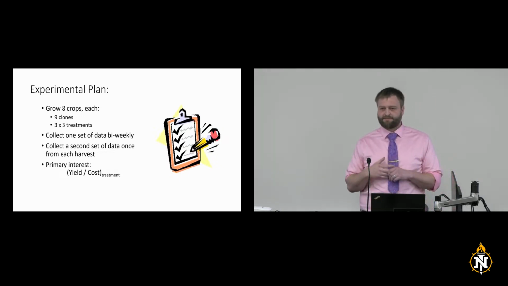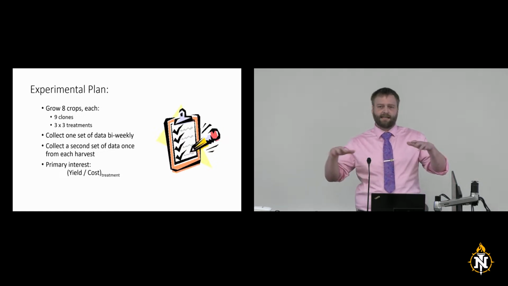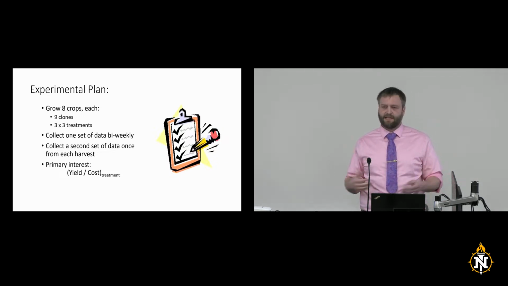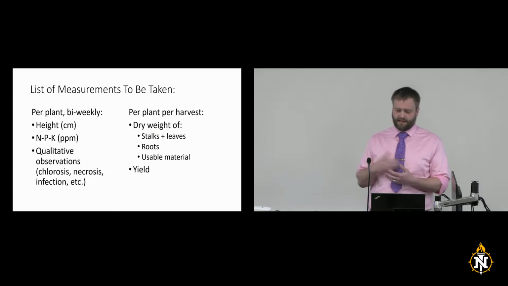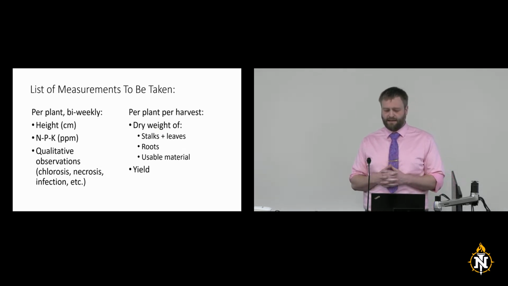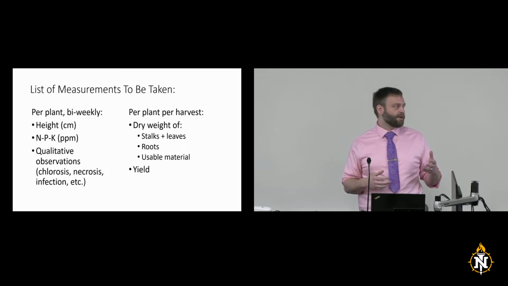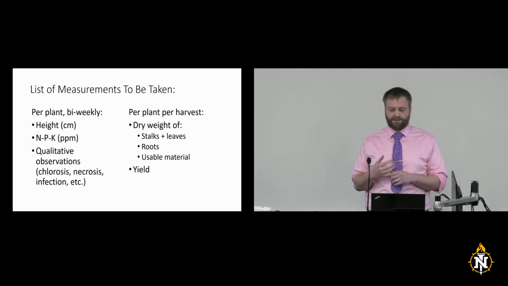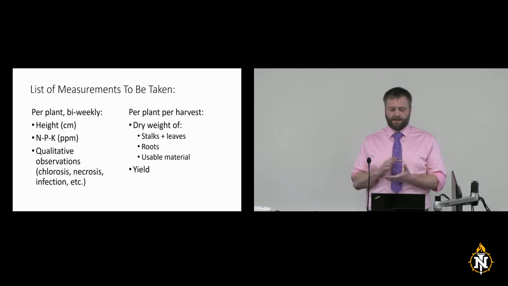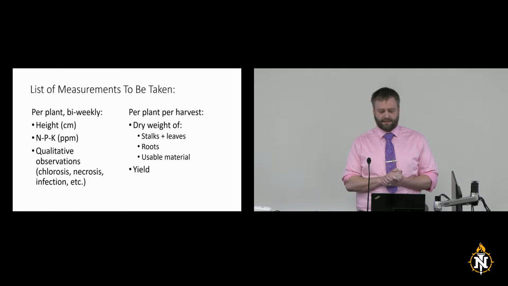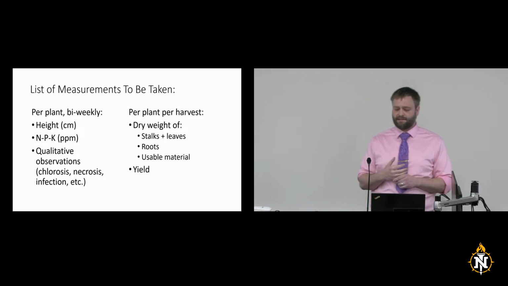We'll collect one set of data biweekly looking at how big the plants are getting, whether or not they're showing any disease symptoms. And then we'll collect a second set of data at the end looking at what was the yield of these plants. Specifically, these measurements, we'll be looking at the height of the plants. We'll be looking at the content of the solution that the plants have access to, the nitrogen, potassium, and phosphorus that the plants are able to access. And we'll be making qualitative observations about disease conditions and such that run through the plants. We'll also be taking the dry weight of numerous aspects of the plants after harvest.